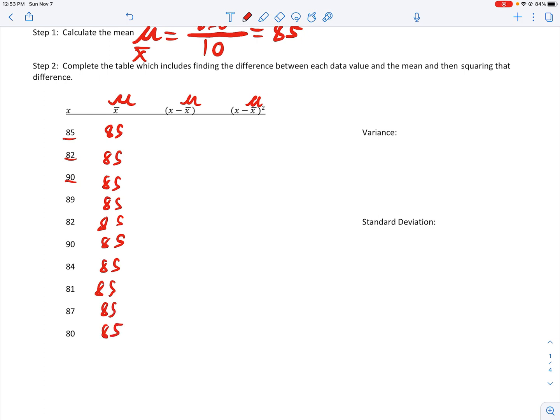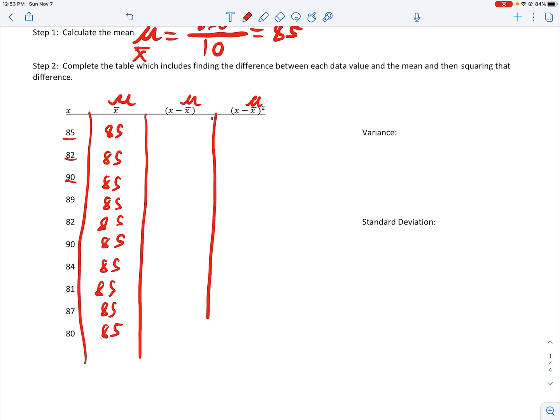Okay, so now the next column asks you to take x minus x bar, or x minus mu. So we're going to subtract the two columns, the one on the left and the one on the right. This would be 0. This would be negative 3. This would be 5. Then 4. Then negative 3. Then 5. Then negative 1. Then negative 4. Then 2. And then negative 5.